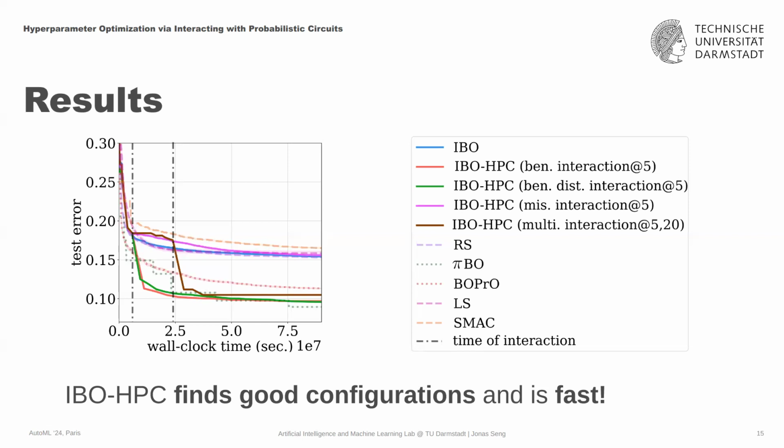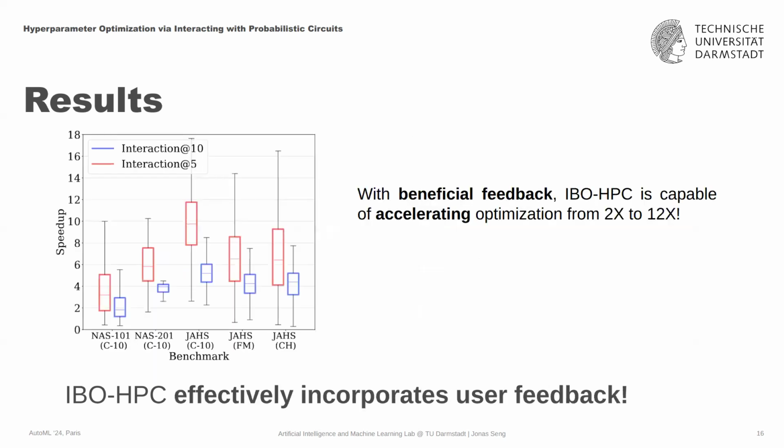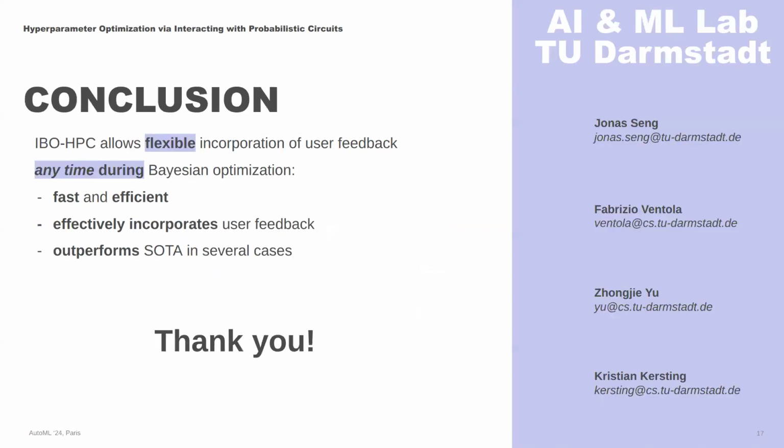And also if multiple interactions and possibly even harmful interactions are provided, our method still manages to recover from that and uses multiple interactions. In terms of speedups, if we are given beneficial feedback, then we see that IBO-HPC is capable of accelerating the optimization up to 12 times.